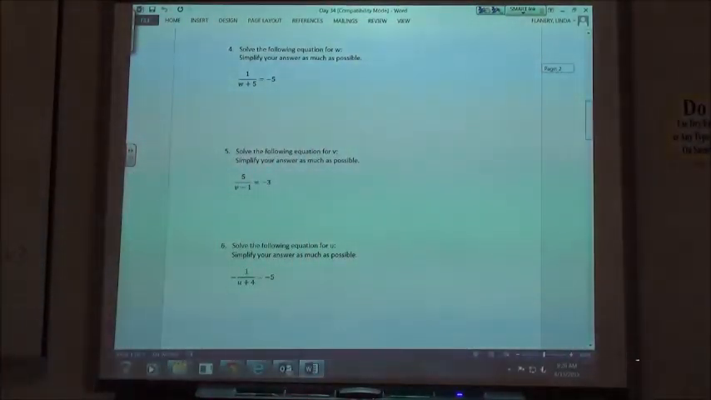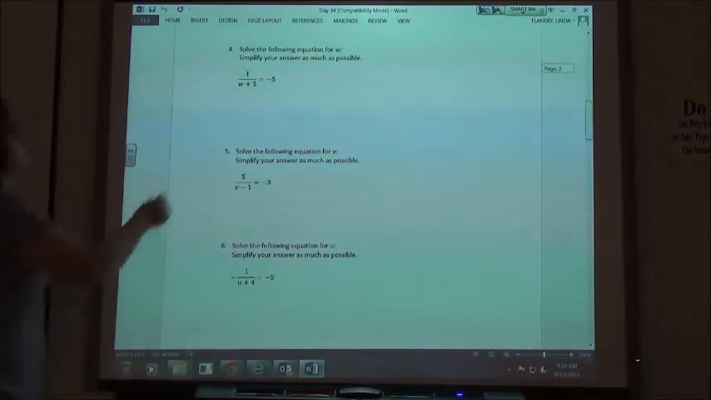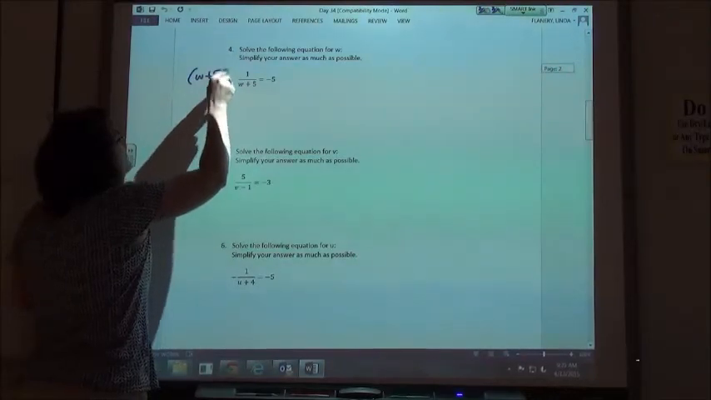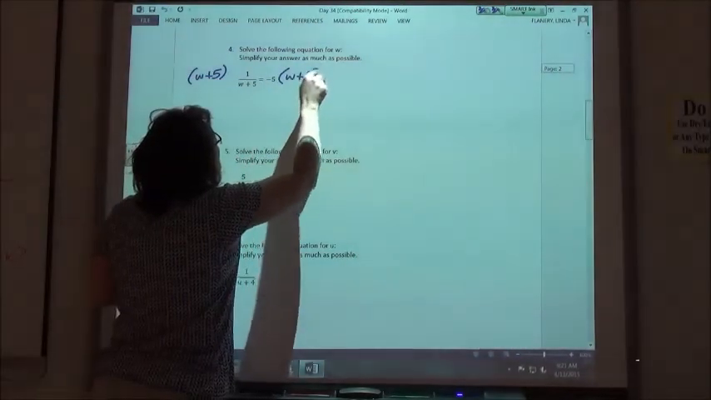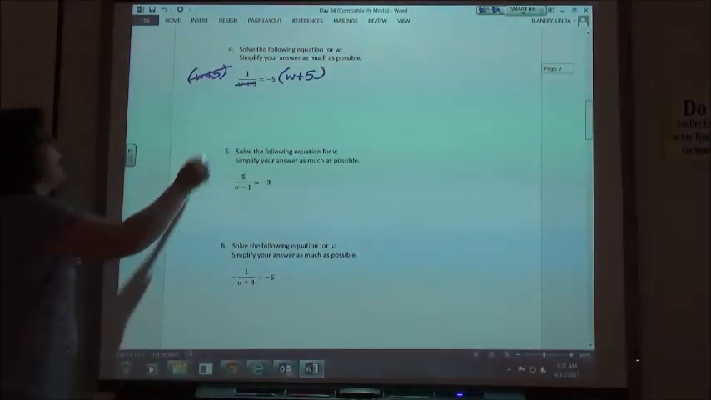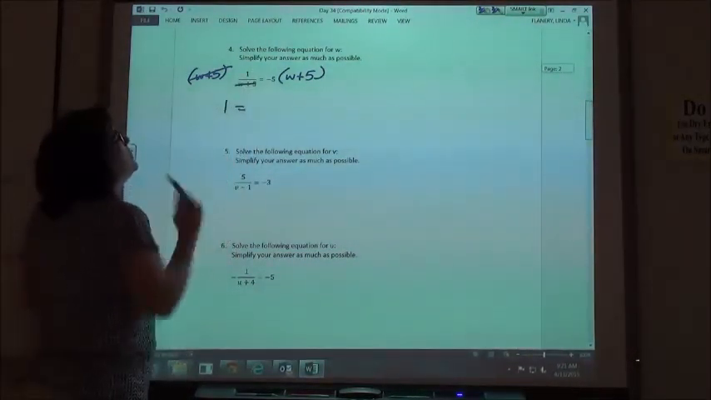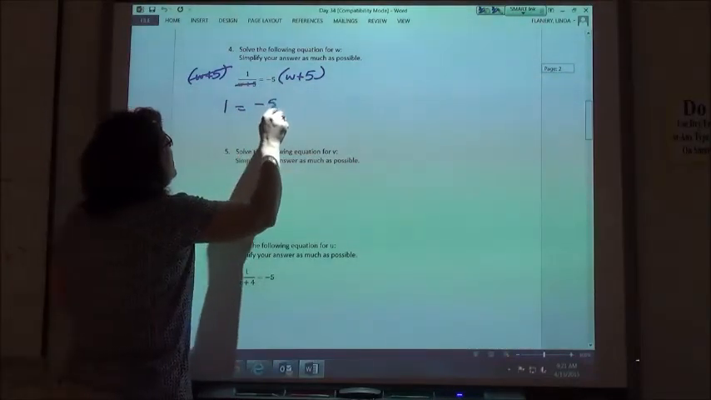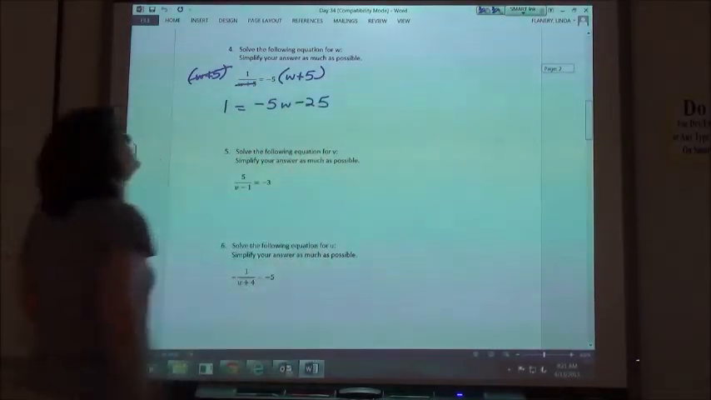So number 4, 5, and 6 could be thought of the same way as a proportion, or you could just look at it and say, oh, I've got a fraction and I have to get rid of my fraction. If I want to get rid of my fraction, I'm going to multiply by that w plus 5 that's in the denominator. So I'm going to say, oh, if I multiply by w plus 5 and multiply by w plus 5, then I can cancel out that fraction. And I would have 1 equals, and use my distributive property, negative 5w minus 25 then.